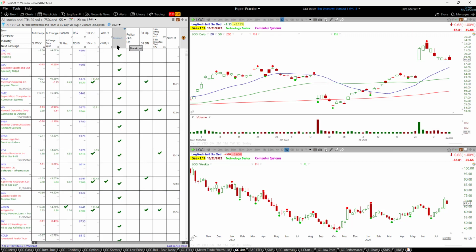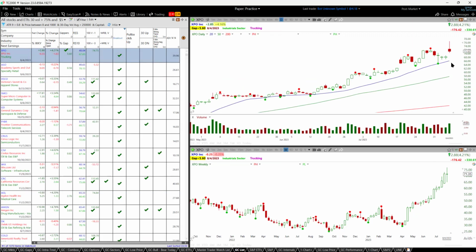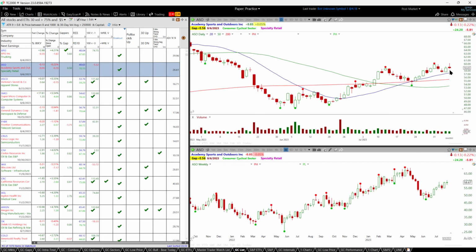Anything breaking out. All right, here's a breakout. Closed with a topping tail bar. It's in the trucking sector. It's up quite a bit. Really nothing to do with that. All right, here was strong. Let's set an alert. It's an idea. If it can clear these highs, it's got plenty of room to go up.